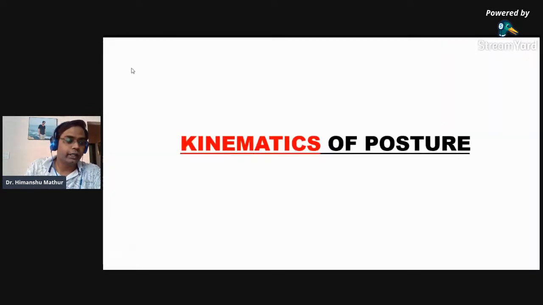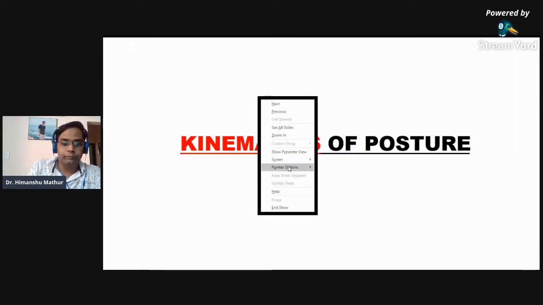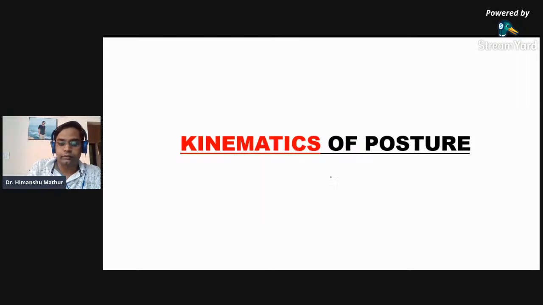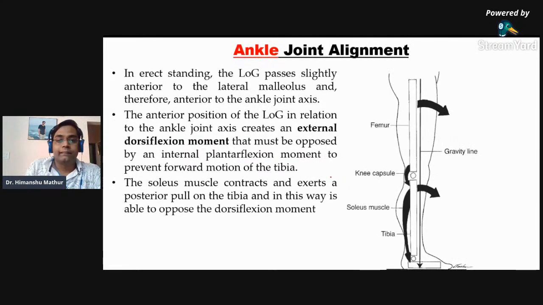All right, so today we'll be talking about the most important and the most interesting part of the biomechanics of the posture, that is the kinematics of the posture. Starting with the distalmost end, the ankle joint alignment. We all know that this is the ankle joint. If you have any question, you can write it in the comment box. I'll see to it.